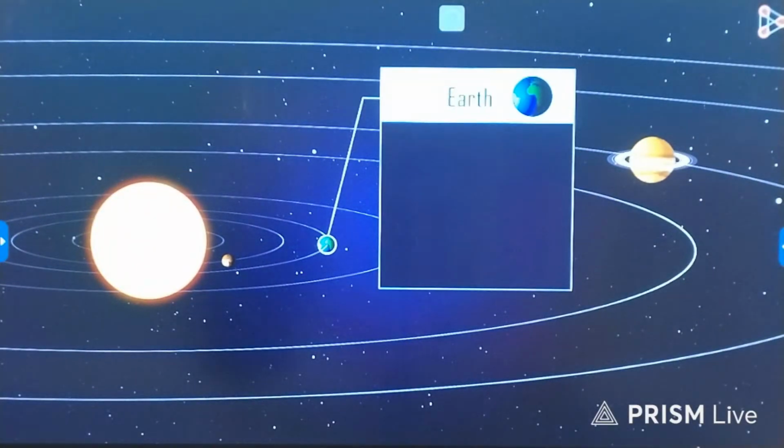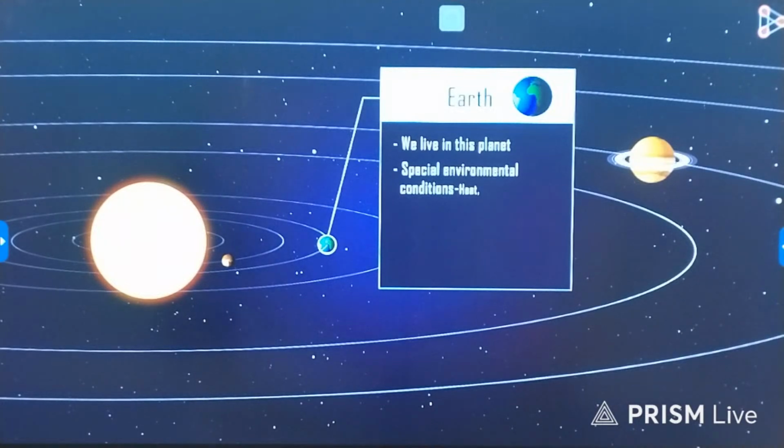The third one is Earth. This planet is a very special planet. Any guesses why? Yes, it's special because one, we live in this very planet. Two, we get to live and breathe on this planet because of the special environmental conditions that exist here. Like the heat we get from the sun, the water, a comfortable atmosphere, and thankfully, an ozone layer that protects us from the sun's ultraviolet rays.